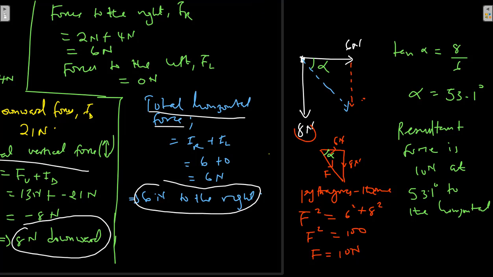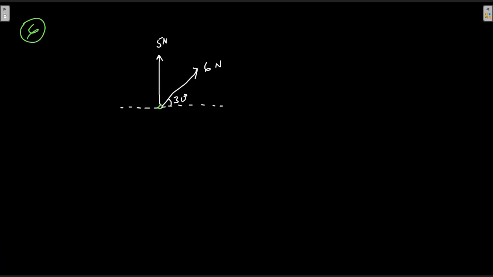Okay, that's nice. Let's look at another example. This time round including forces that are inclined at an angle. So this is a good one. We have a force of 5 newtons acting in the upwards direction. And then we have a force of 6 newtons that is inclined at an angle of 30 degrees to the horizontal.